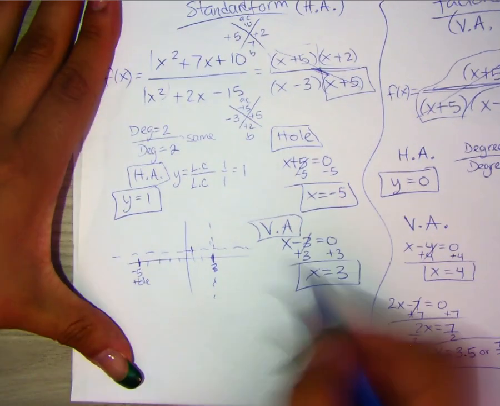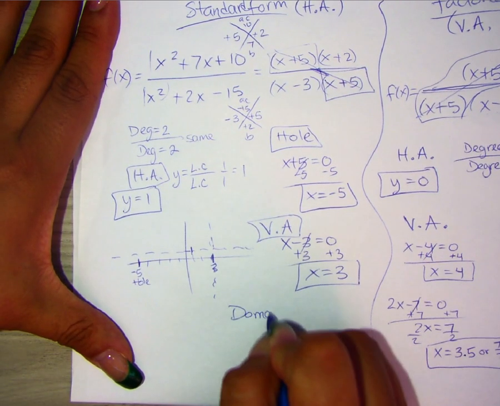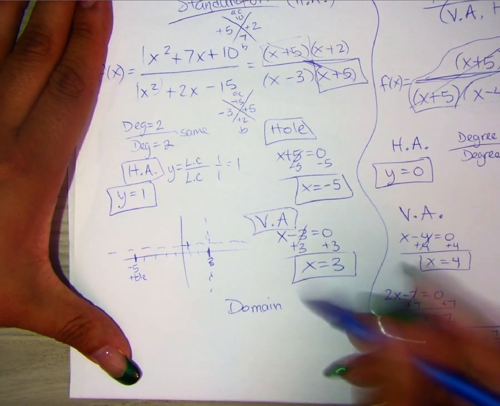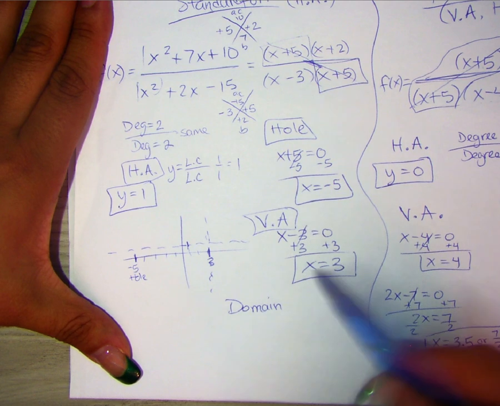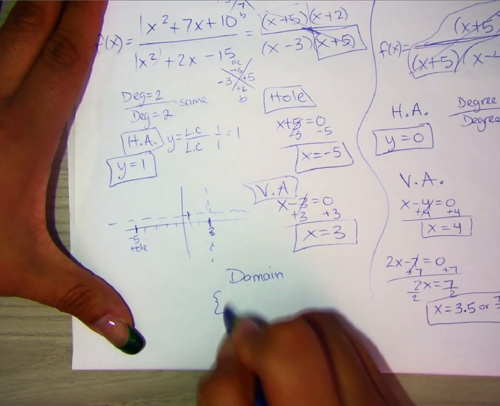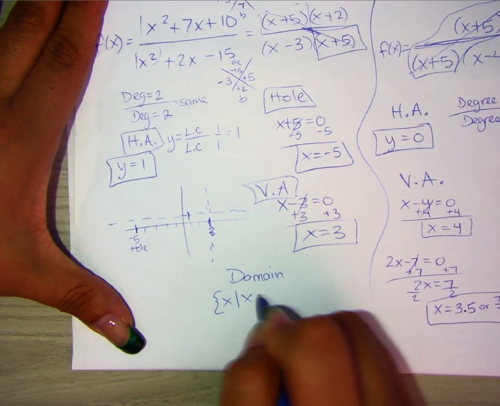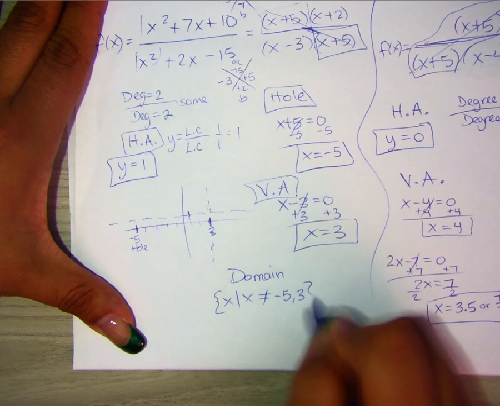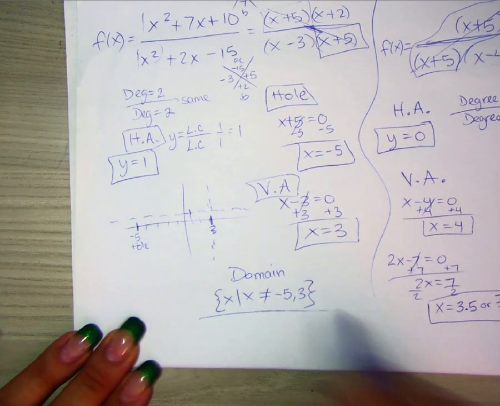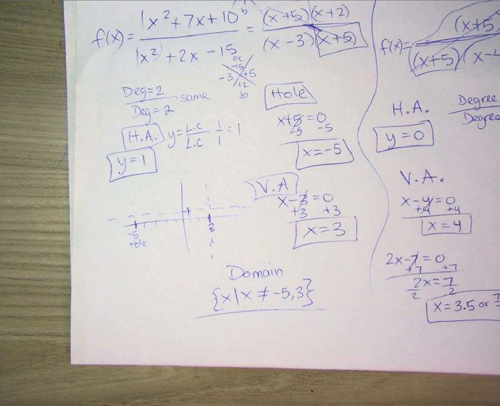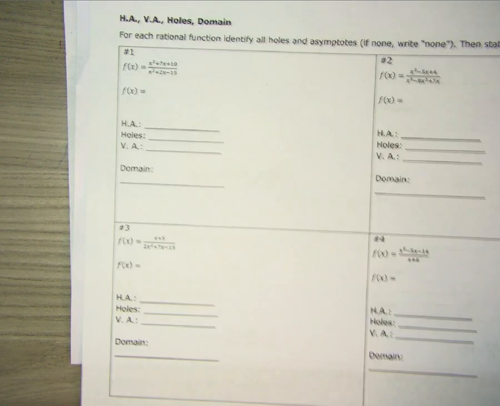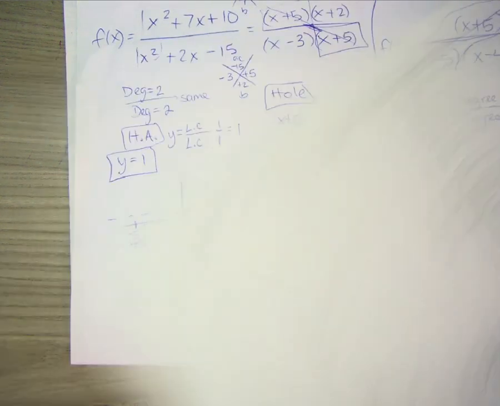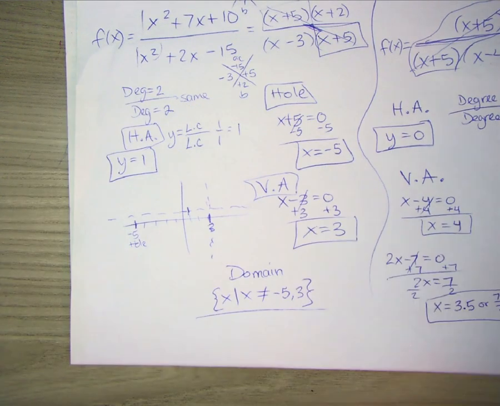All right, so to conclude this, the domain will be restricted by the hole and the vertical asymptote. So we're just going to say all x values such that x cannot equal -5 and 3. And that takes care of 2 examples on this assignment. So hopefully these 2 examples help you understand a little bit better how to find these attributes.